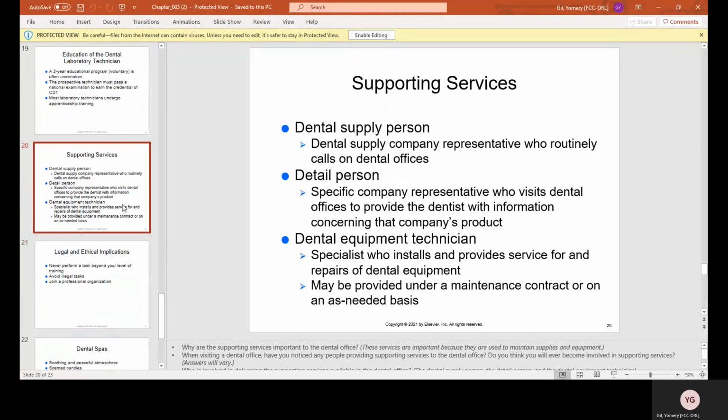Dental equipment technician is a specialist who installs, provides service for, and repairs dental equipment. They may be provided under a maintenance contract or on an as-needed basis, which means they're only called when they're needed. And the dental equipment technicians can repair chairs. If your dental chair is not working, they can repair it, like the overhead light from the chair, the panoramic machine, your x-ray machine, your high-speed hand pieces when they don't work properly, etc.